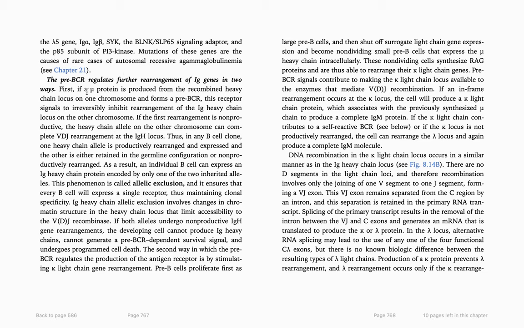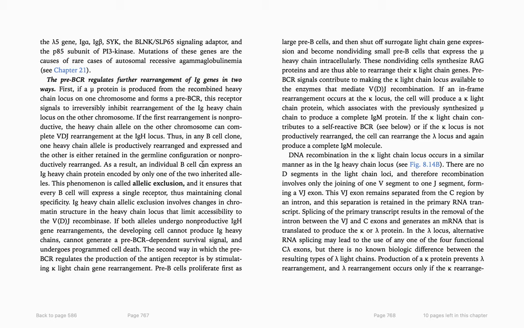The pre-B cell receptor regulates further rearrangement of Ig genes in two ways. First, if a mu protein is produced from the recombinant heavy chain locus on one chromosome and forms a pre-B cell receptor, this receptor signal irreversibly inhibits rearrangement of the Ig heavy chain locus on the other chromosome. If the first rearrangement is non-productive, the heavy chain allele on the other chromosome can complete VDJ rearrangement at the Ig heavy chain locus. Thus, in any B cell clone, one heavy chain allele is productively rearranged and expressed, and the other is either retained in the germline configuration or non-productively rearranged.